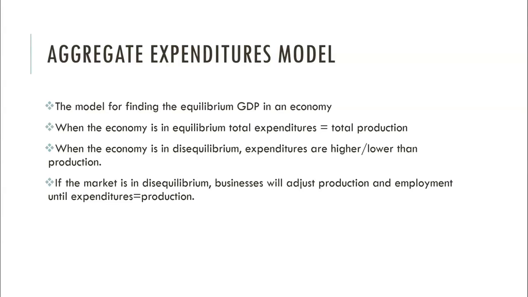And they're going to have lower levels of employment because if they're producing less stuff, they don't need as many workers. Similarly, if expenditures were higher than production, this is going to lead to a shortage, or more customers showing up than were expected. This is a signal to businesses they can produce more stuff. They're going to increase production, they're going to increase employment.